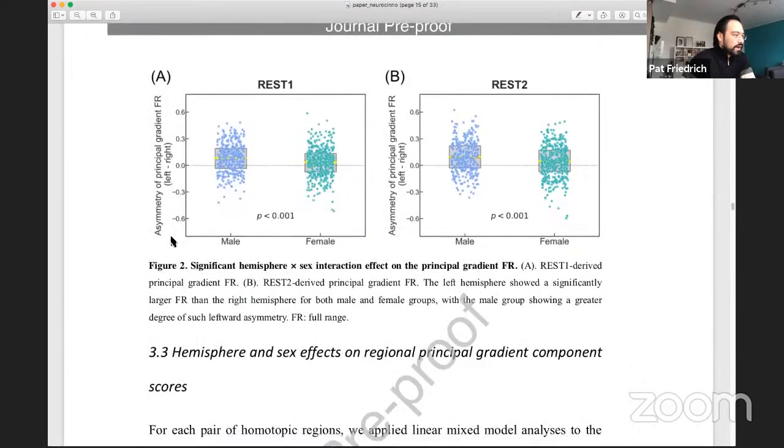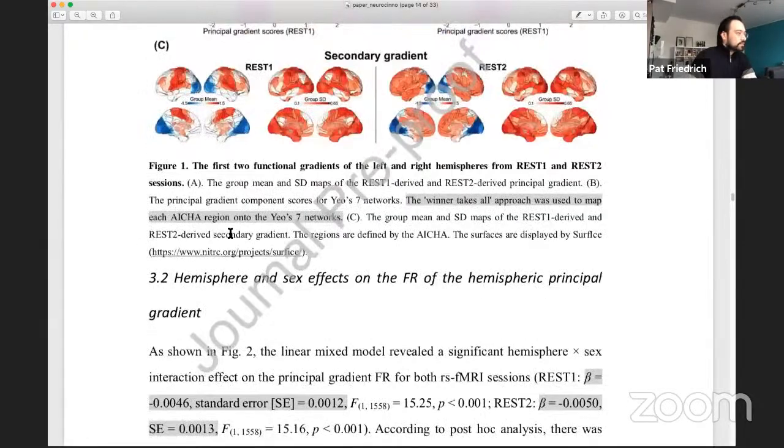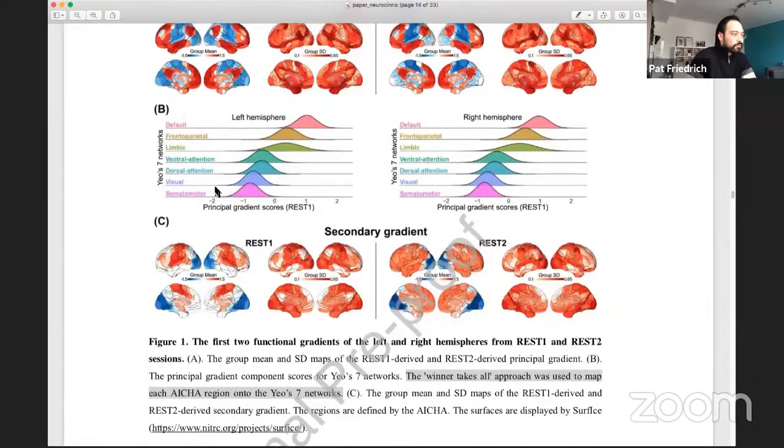Interestingly, there appears to be a sex difference in the asymmetry of these gradients. That is when you look at the asymmetry of the full range of the principal gradient. So as you can see here above, the gradient scores in this case go from -2 up to 2.